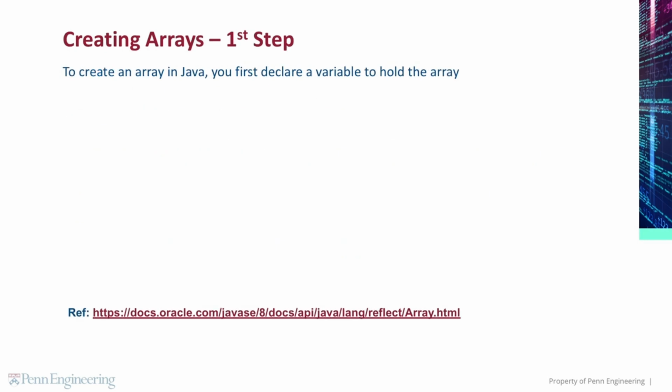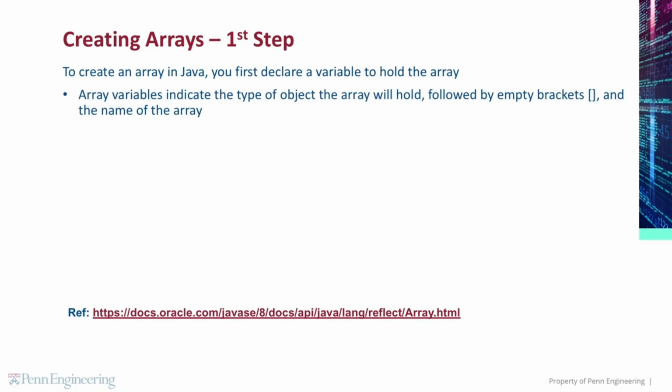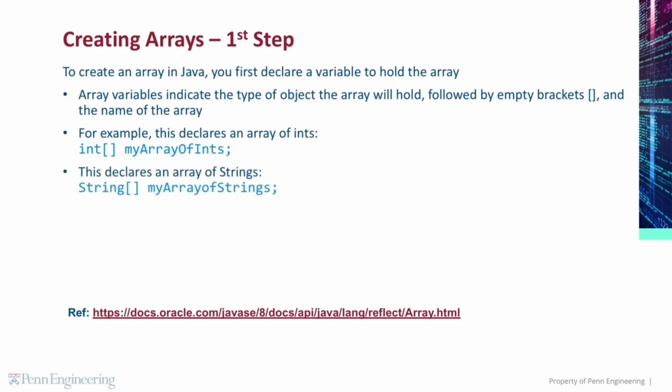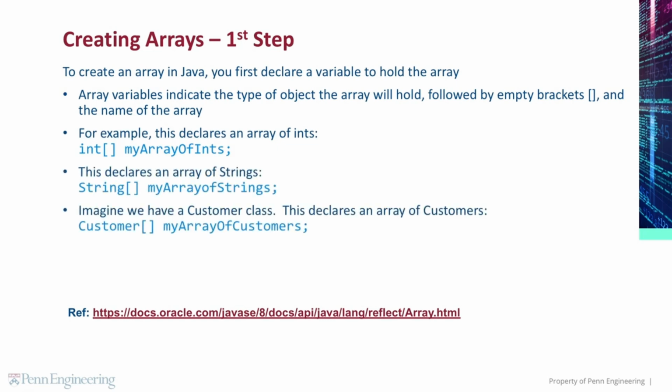To create an array in Java, you first declare a variable to hold the array. Array variables indicate the type of object the array will hold, followed by empty brackets and the name of the array. For example, this declares an array of ints, and this declares an array of strings. Imagine we have a customer class. This declares an array of customers.